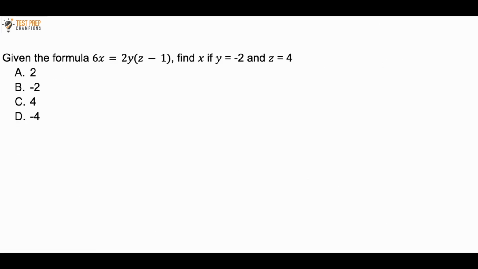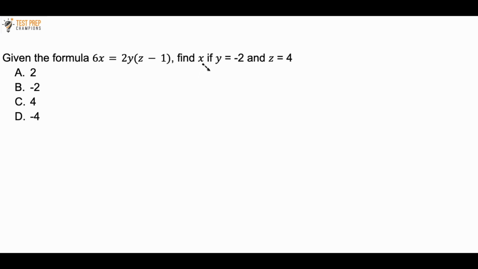Given the formula 6x equals 2y(z minus 1), find x if y equals -2 and z equals 4. So let me give you a chance now if you'd like to pause the video, try to figure this out, take all the time you need. And whenever you're ready, just unpause the video and we'll talk about it.